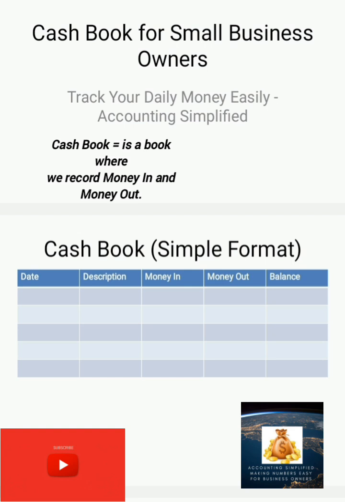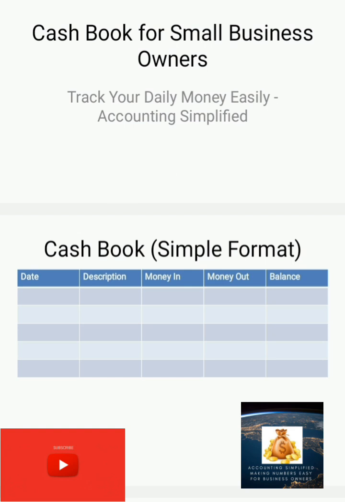Now let me start by explaining what a cash book is. A cash book is simply your daily money diary. It shows you the cash that has come into your business and the cash that has left your business each day. That is what a cash book is all about. Now I'll be giving us a very easy table that you can use to record this daily cash in and daily cash out.